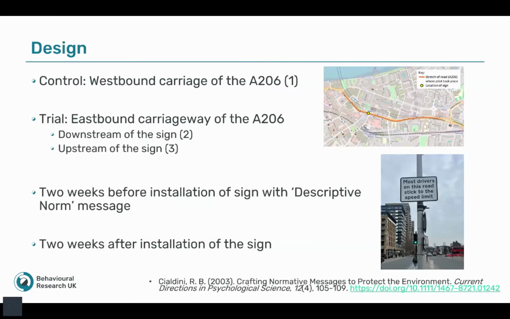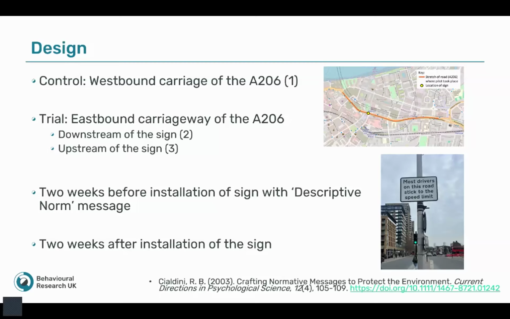Okay, and the design of this study, as I say, it's a pilot study. It's not really designed to be its own study in its own right, other than to test the approach that we aim to use in a later, larger study. So what we did with this work is we defined a very small section of road to measure speeds on, and that's on the map there, the A206. We had a control site, which was the westbound carriageway of that road, and then a trial site, which was the eastbound carriageway, downstream and upstream of this sign that we can see here in the picture.